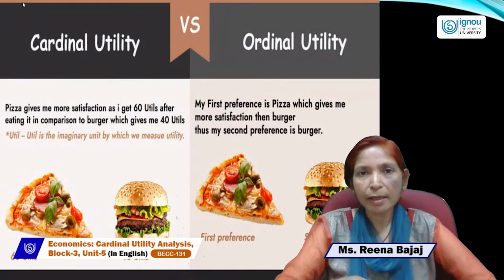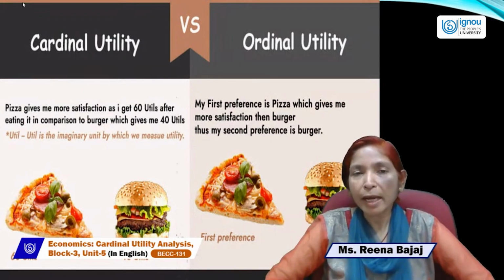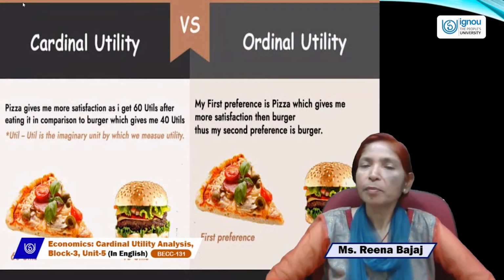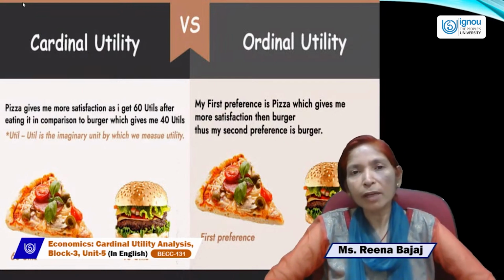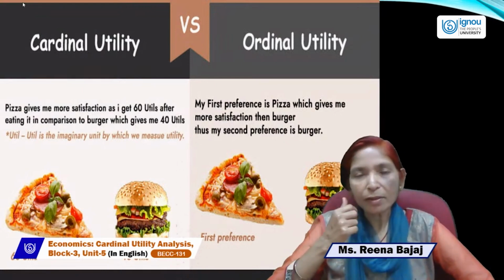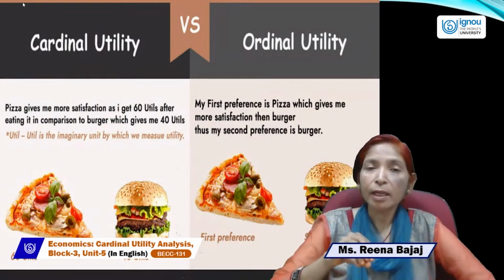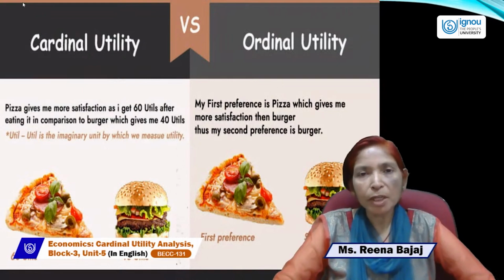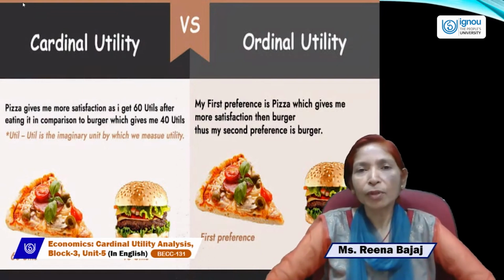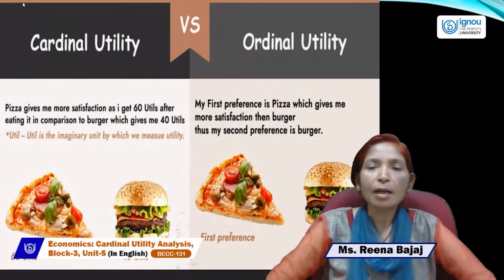J.R. Hicks said that utility is an ordinal concept in which you can give only ranks according to your preferences. If you are giving more preference, then give a higher rank. If the commodity gives you less satisfaction, you can give a lower rank. It means you can give only ranks according to your satisfaction, but you can't measure it in terms of money or in accurate numbers. So there are two concepts of utility. One is cardinal, the other is ordinal.